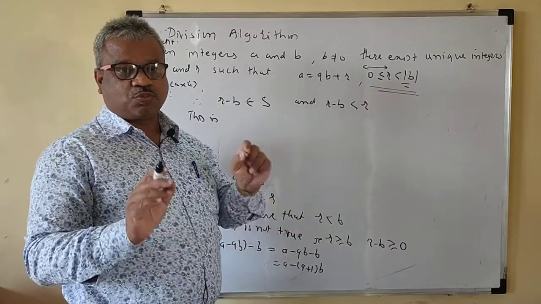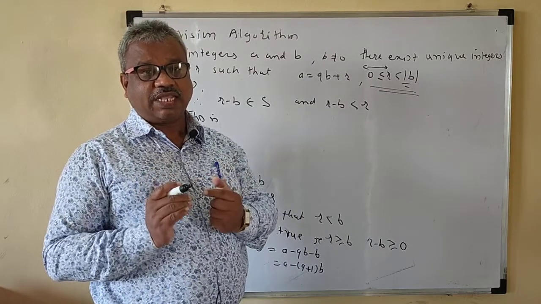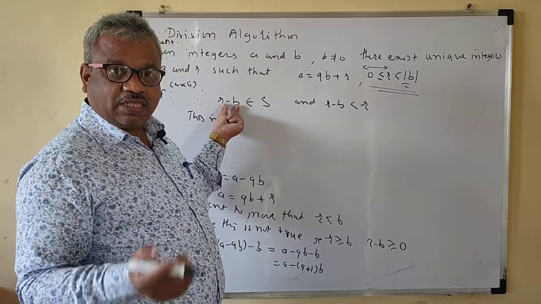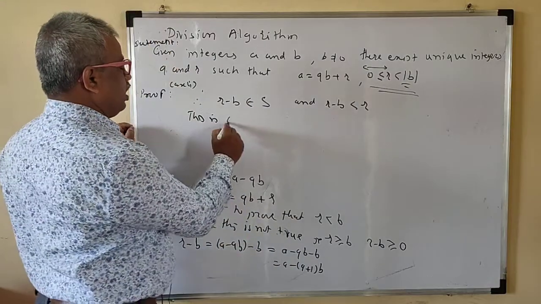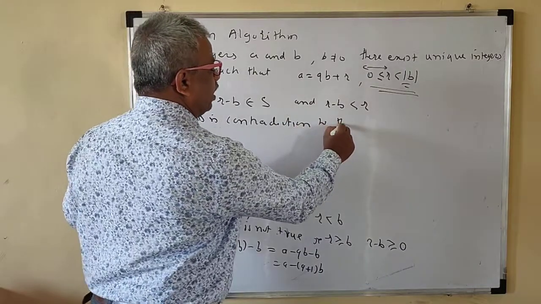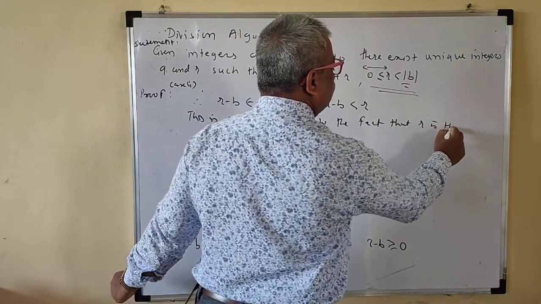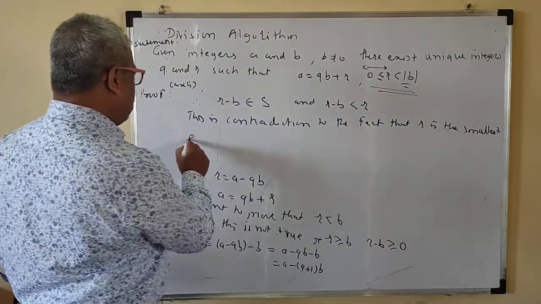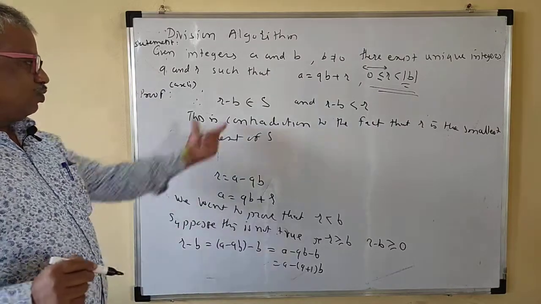r is the smallest element of S means no number less than r is an element of S. Now the number r minus b is smaller than r and belongs to S. This is not true. So this is a contradiction to the fact that r is the smallest element of S.